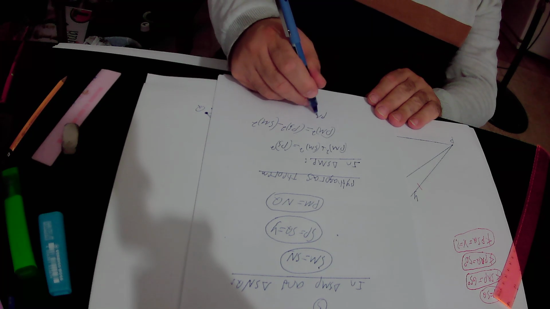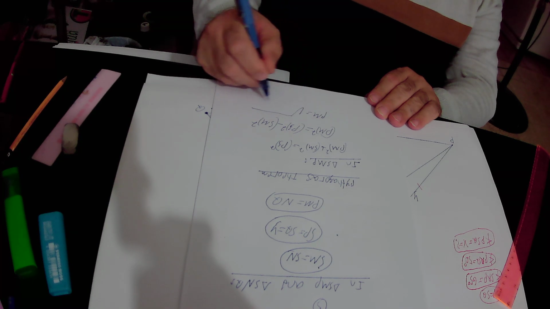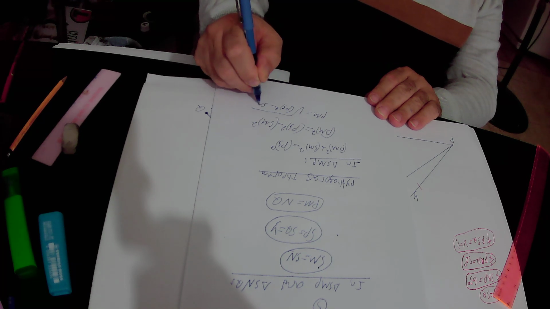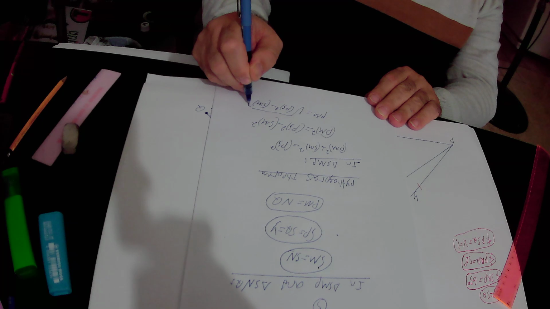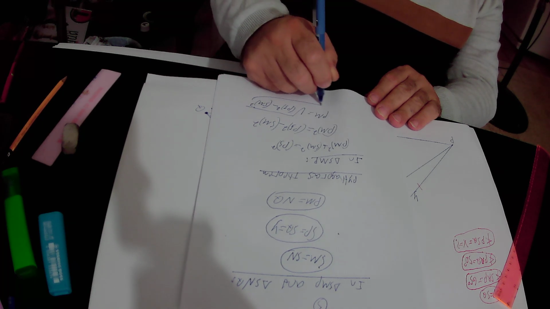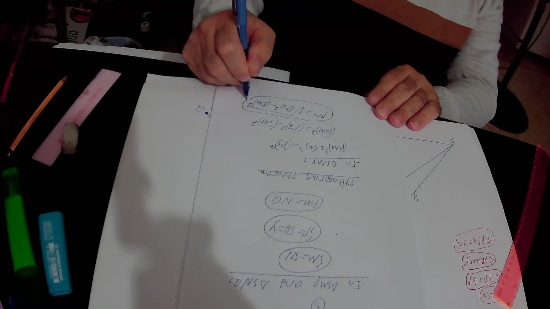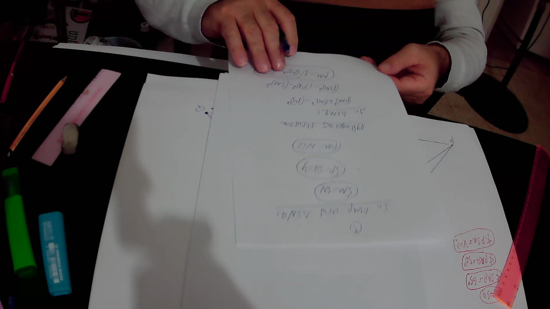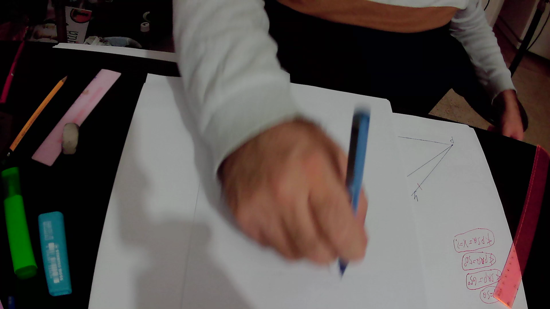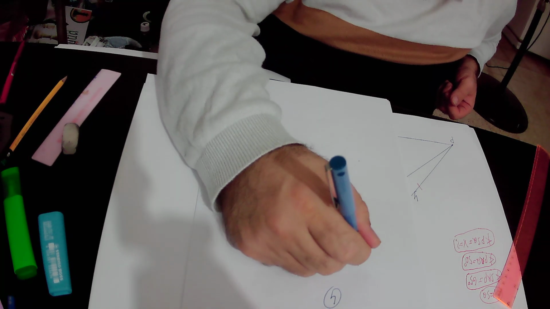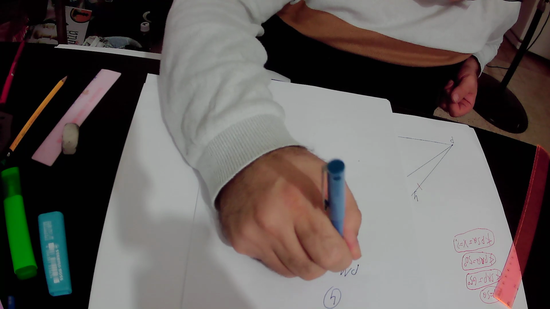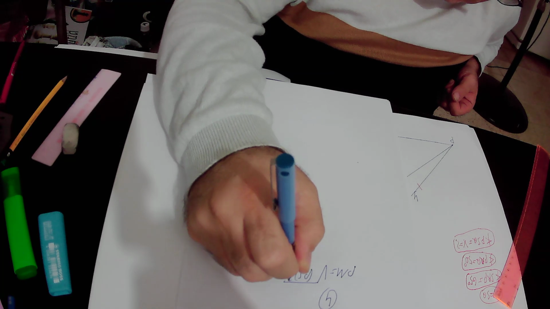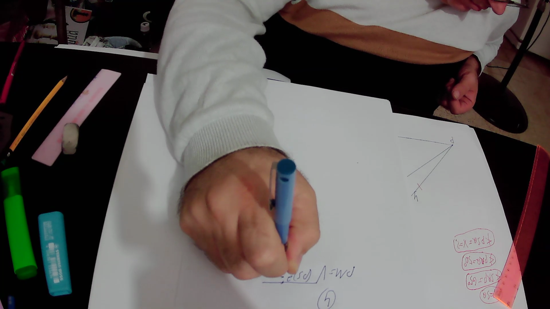PM equals the root of PS square minus SM square. So we found the value of PM according to the Pythagoras theorem. PM equals the root of PS square minus SM square. So I write it here again. PM equals the root of PS square minus SM square.